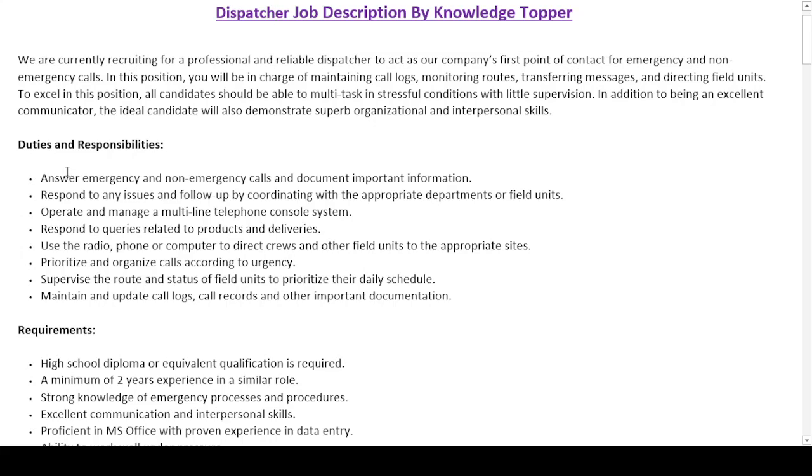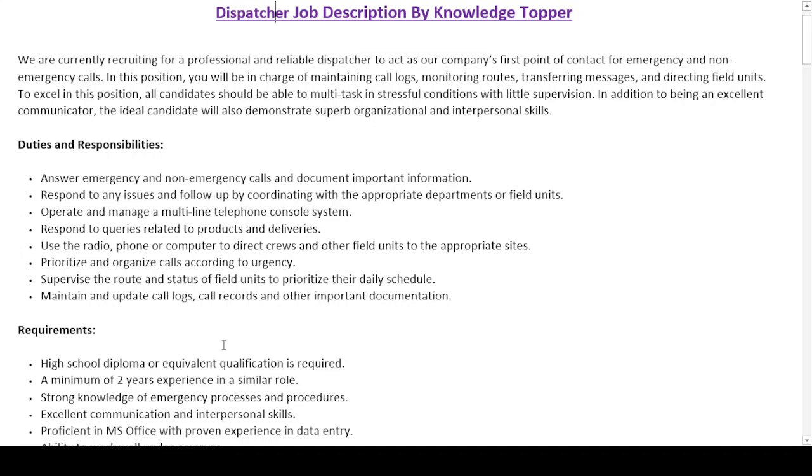As a dispatcher, your duties and responsibilities include: answer emergency and non-emergency calls and document important information; respond to any issues and follow up by coordinating with the appropriate departments or field units; operate and manage a multi-line telephone console system; respond to queries related to products and deliveries; use the radio, phone or computer to direct crews and other field units to the appropriate sites; prioritize and organize calls according to urgency; supervise the route and status of field units to prioritize their daily schedule; maintain and update call logs, call records, and other important documentation. So, all these are the detailed duties and responsibilities for the job of a dispatcher.